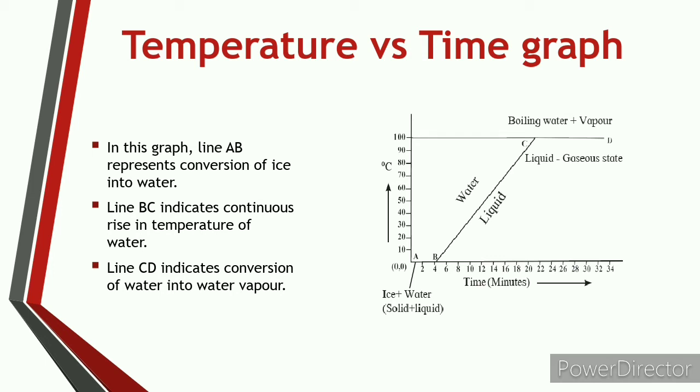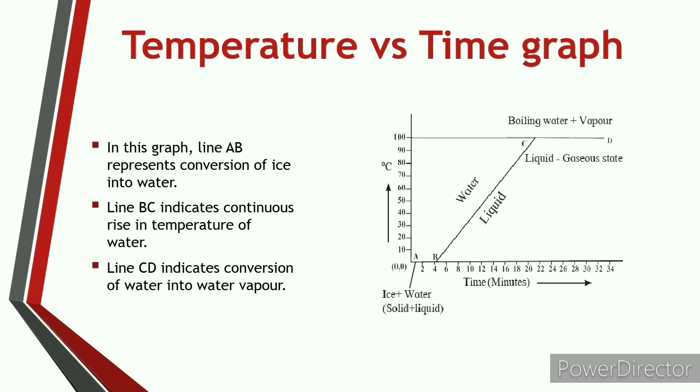constant. When all the ice has melted into water and we are giving heat, now the temperature will go on increasing from 0 degree to 1 degree, 2 degree, 3 degree, like this it will increase up to 100 degree Celsius, and it is shown in the figure by BC. In this case, from 0 degree to 100 degree Celsius, water is in liquid state.